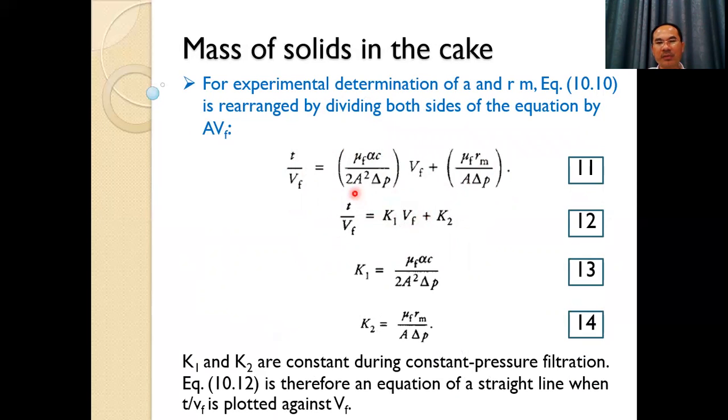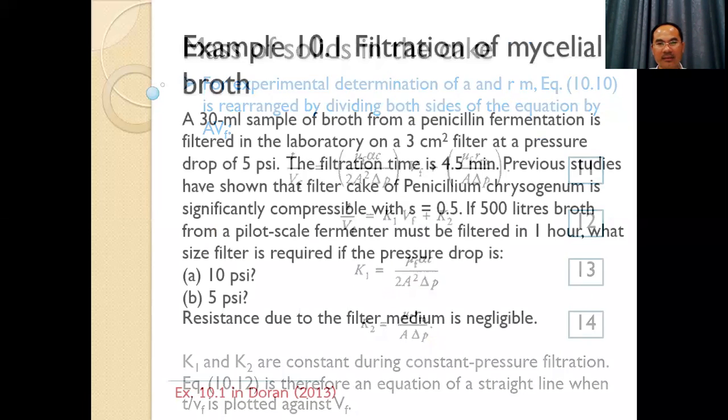And then if you know the time and you know the flow rate of the filtrate, you can calculate K1 and K2. And then also you can calculate alpha and Rm. Alpha is the cake resistance, Rm is the medium resistance. From the relationship of this equation, you can calculate K1 and K2. If you know K1 and K2, you can calculate the medium resistance and cake resistance.